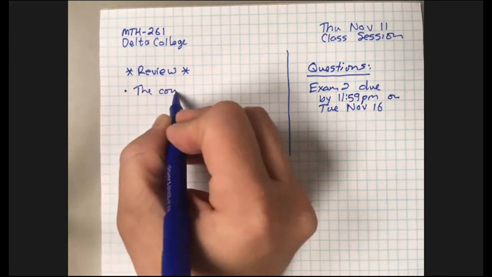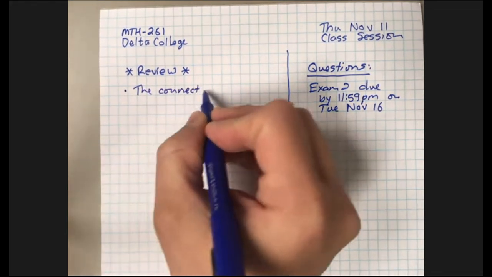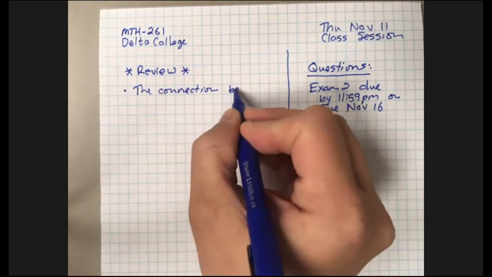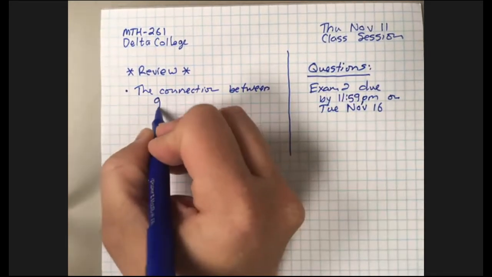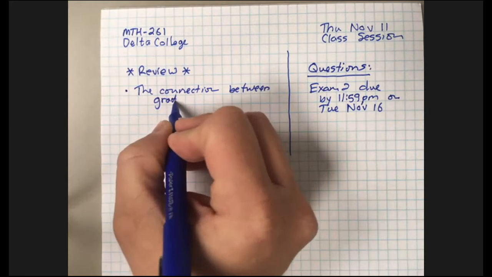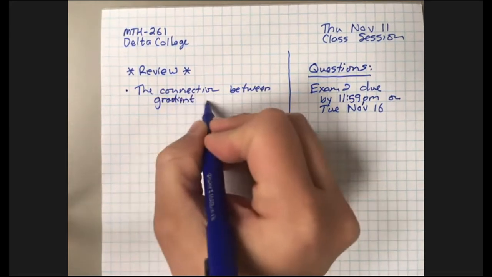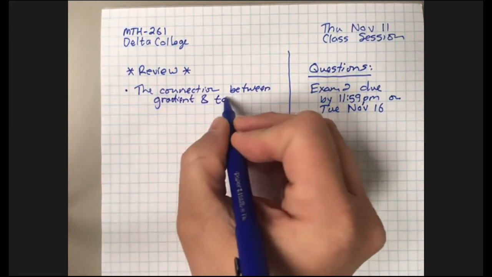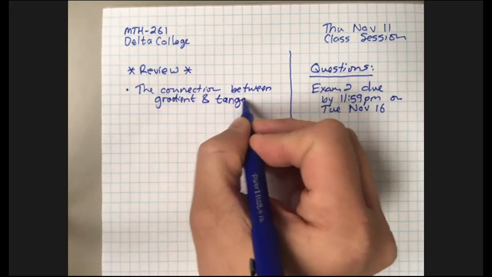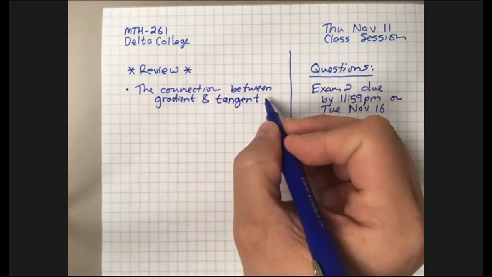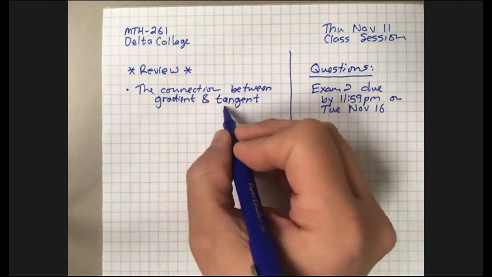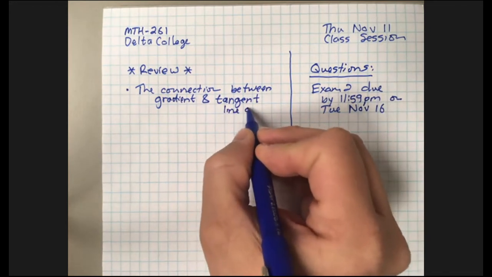The connection between gradient and tangent. Okay, that's a very good question. I can give you a brief illustration, and that probably relates to one of the problems. And when I say tangent here, you can talk about tangent line or plane.